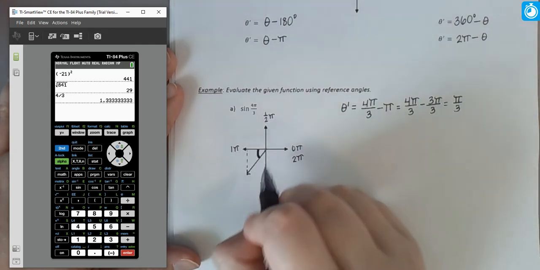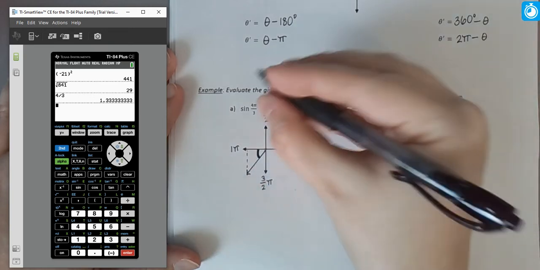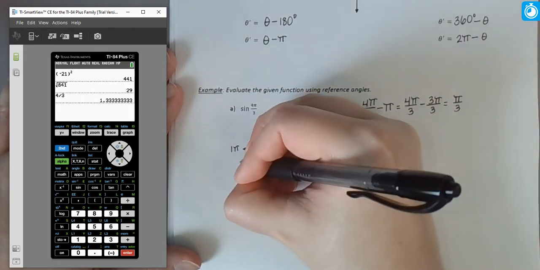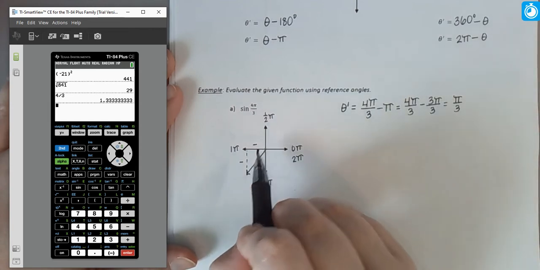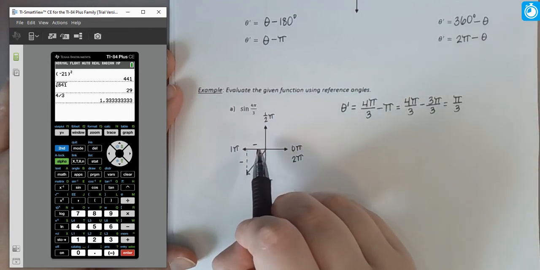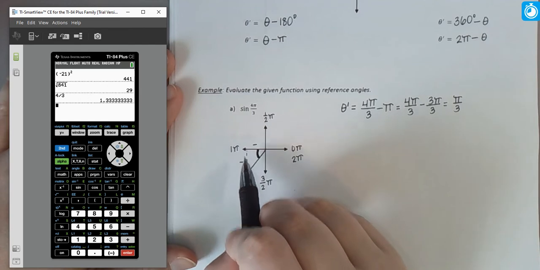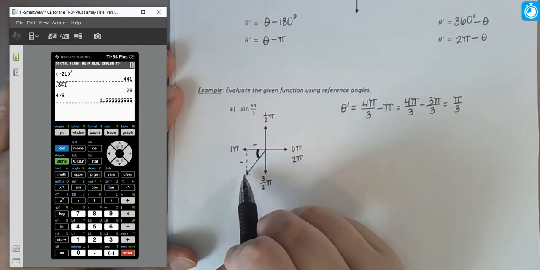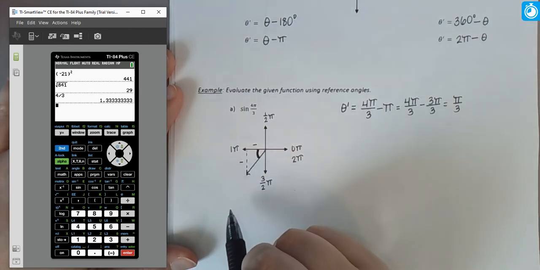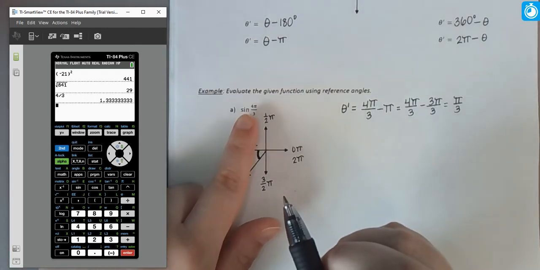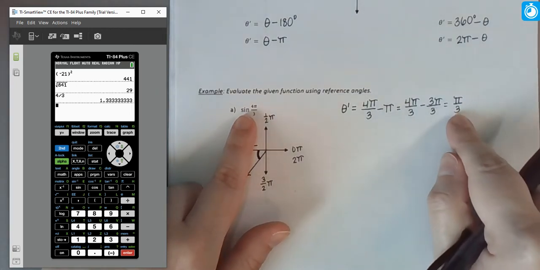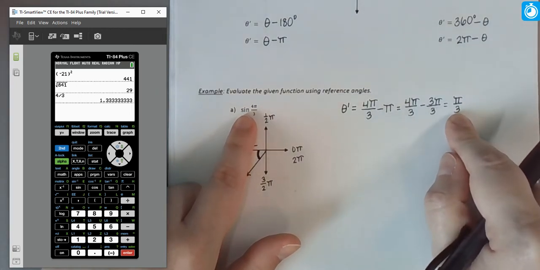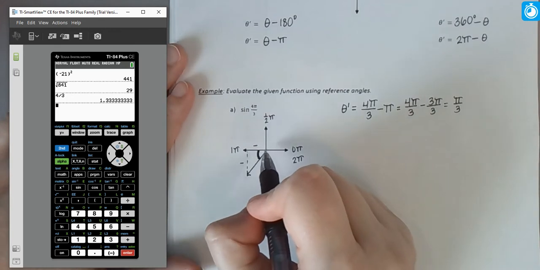Now, what do we know about this quadrant? We know that our x is negative and our y is negative. We also know that sine is related to our opposite side, to our y. So if sine is related to this side, we know that it's going to be negative. So if we put all of that together, what that tells us is that the sine of 4 pi over 3 is going to have the same value as the sine of pi over 3.